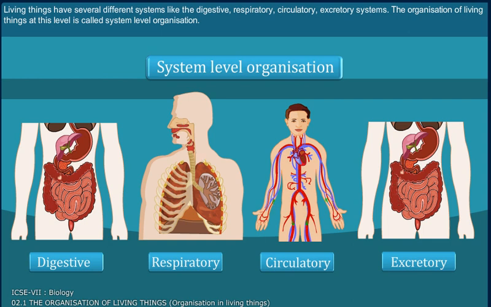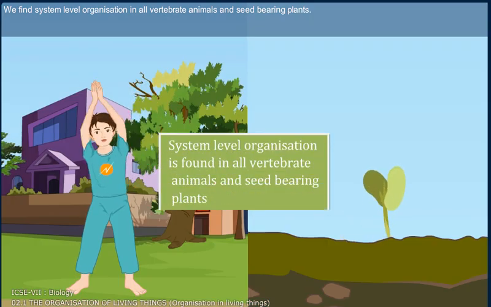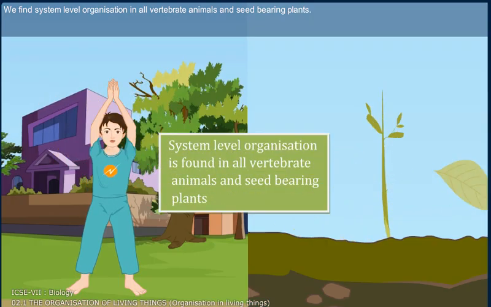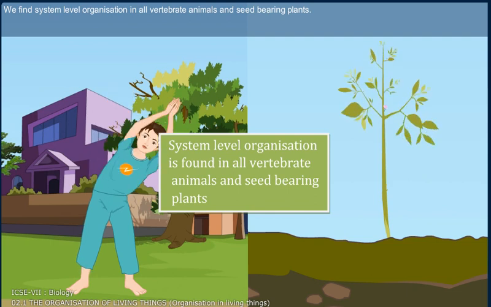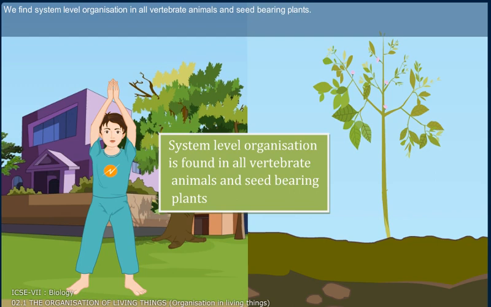Living things have several different systems like the digestive, respiratory, circulatory and excretory systems. The organization of living things at this level is called system-level organization. This is a higher level of organization. We find system-level organization in all vertebrate animals and seed-bearing plants.